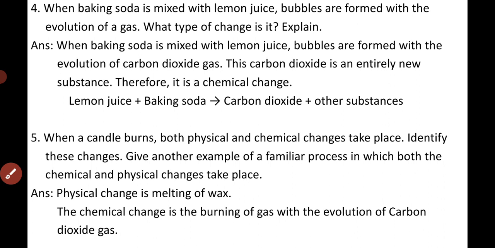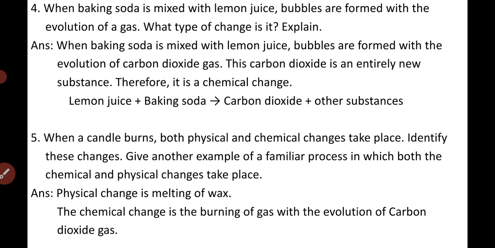Question number 5. When a candle burns, both physical and chemical changes take place. Identify these changes. Give another example of a familiar process in which both the chemical and physical changes take place. Okay, so when a candle is burned, both physical and chemical changes take place. So you have to identify these changes.